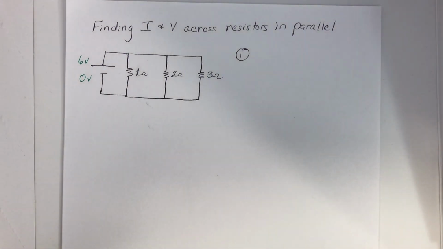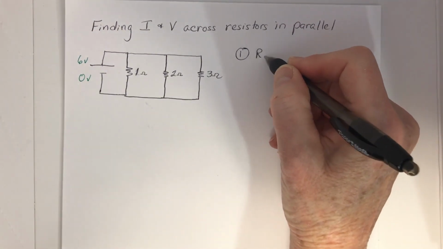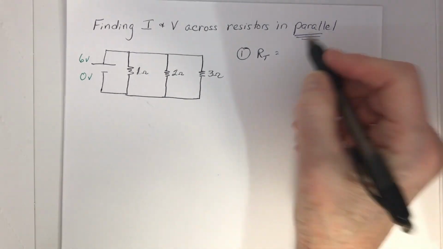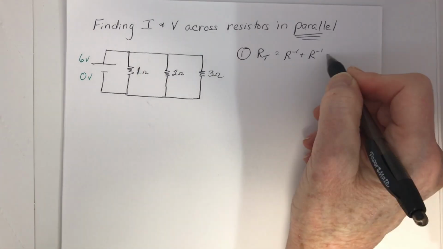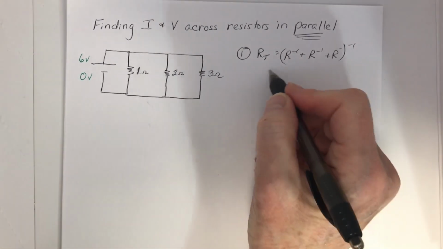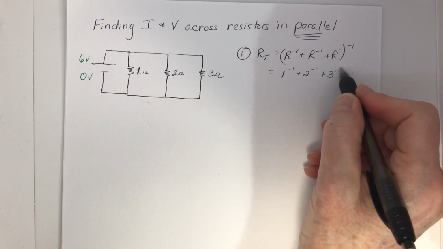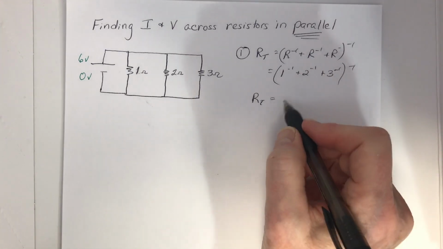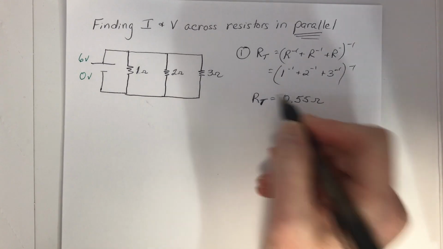Now we're going to find the voltage and current for each resistor that is in parallel. First thing we do, as we did in series, is find the total resistance. But in parallel, the equation is: the total resistance is R to the -1. The resistances are each taken to the -1 power, added together, and then taken to the -1 again. So 1 to the -1, 2 to the -1, and then all that to the -1 again. It turns out my total resistance is 0.55 ohms. Step number 1.